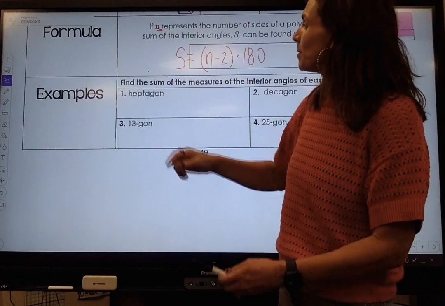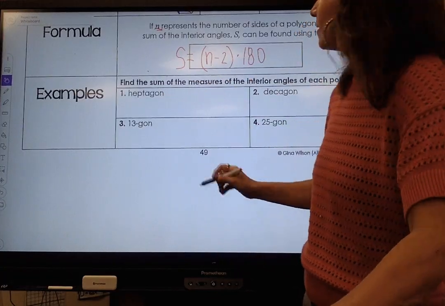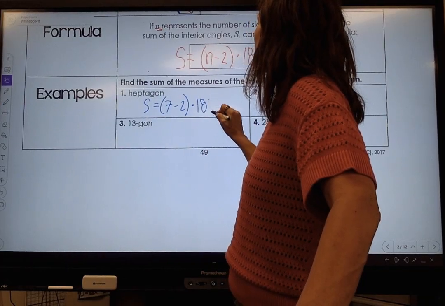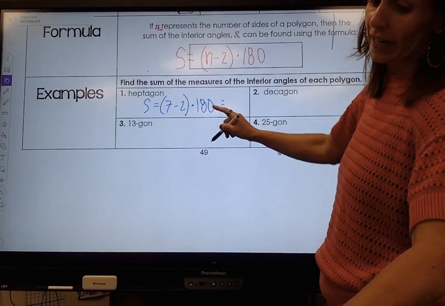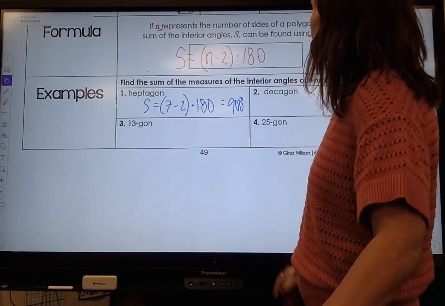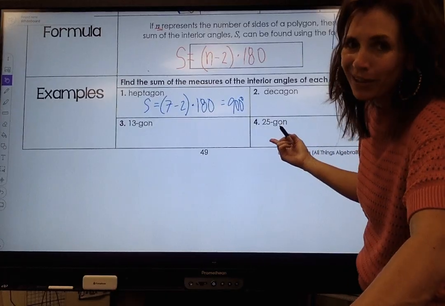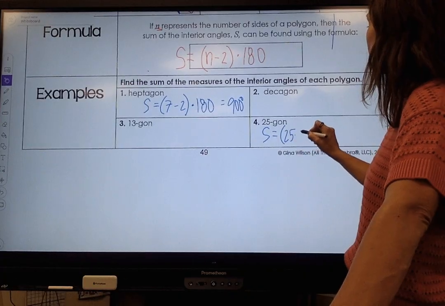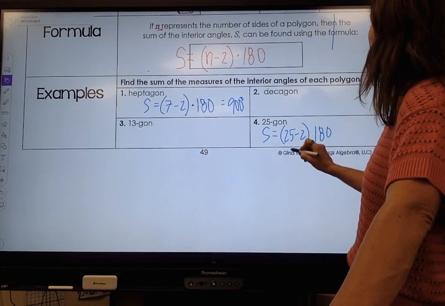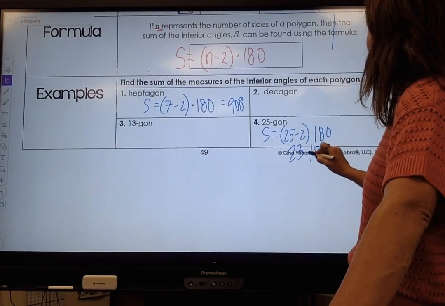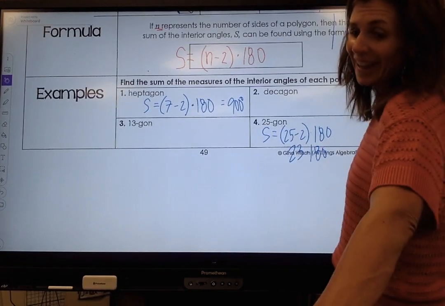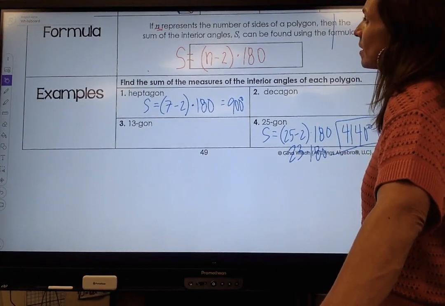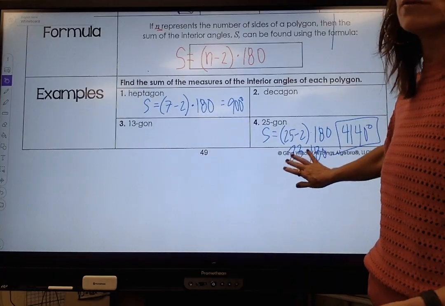Well, a heptagon, we know a heptagon is 7 sides. So the sum is going to be 7 minus 2 times 180, which is 5 times 180, which is 900 degrees. Okay? Well, a 25-agon. I'm not going to draw a 25-sided figure. So what am I going to do? I'm going to take 25, subtract 2, and multiply it by 180. So that's 23 times 180. And I'm going to look at my answer key because I'm not going to do that in my head. And I get 4,140 degrees is the sum of the interior angles there. Okay, so that's how you use the formula.